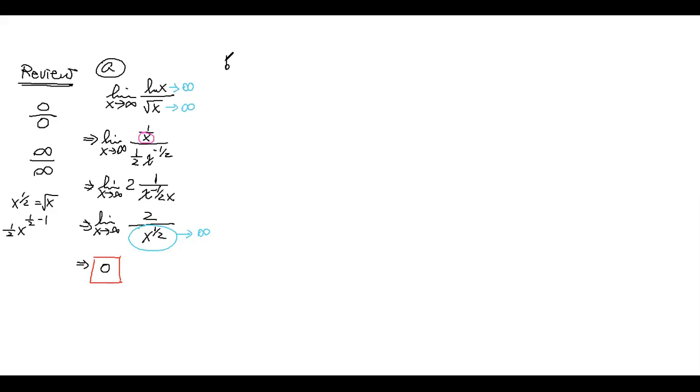Now let's take a look at part B. This is the limit as x approaches infinity of x plus x squared over 1 minus 2x squared. As always, you check it first, right?